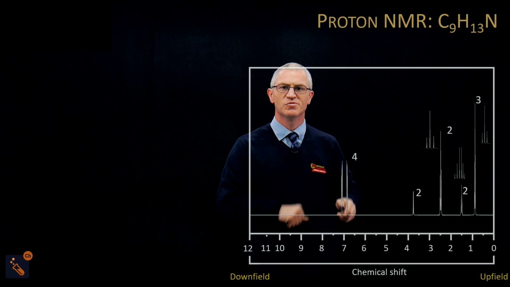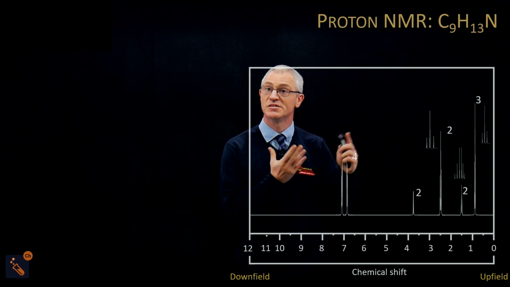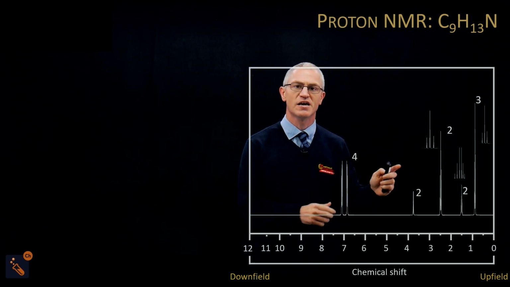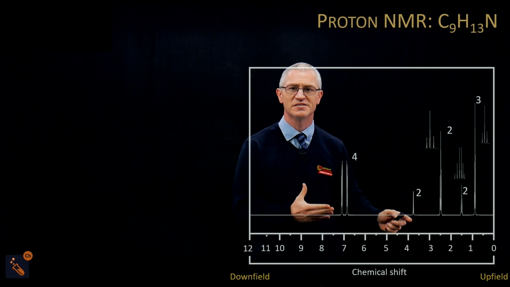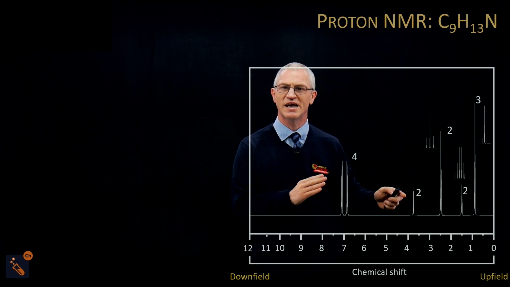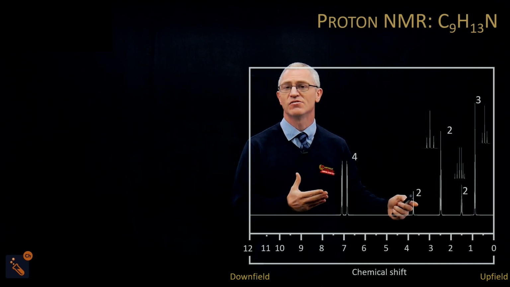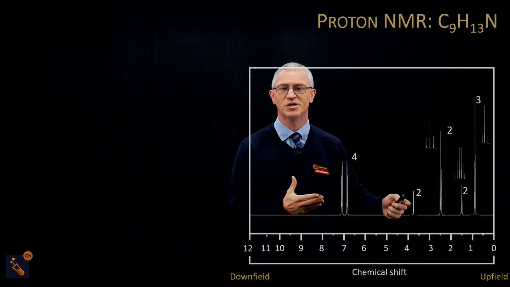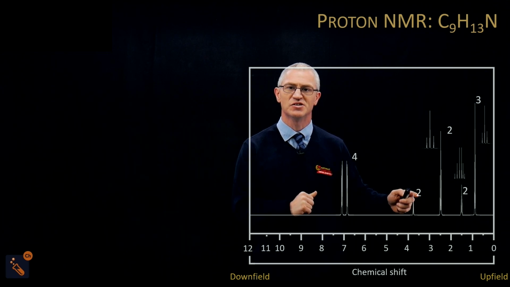Between 6 and 8, we have a benzene group, and it's got a 4, which means disubstituted. Then we go down to this peak here, which looks like a singlet, and it's quite small, so it looks like an alcohol group. Now, amine groups look like alcohols when they have peaks on an NMR, but the difference is they have a 2 by them.